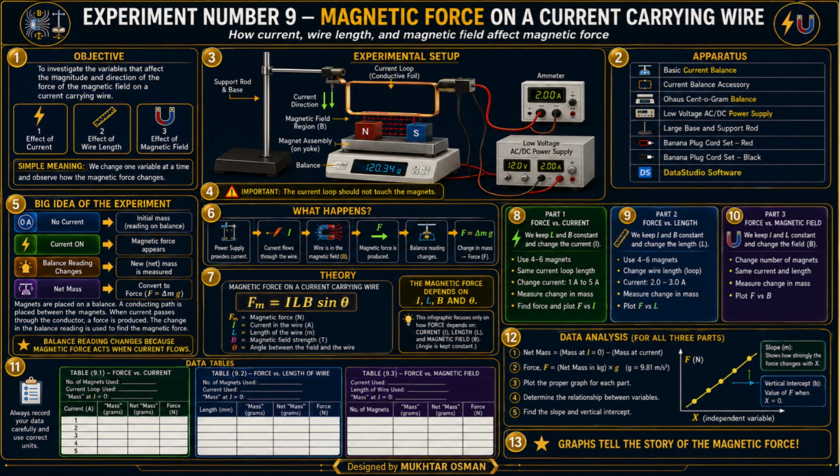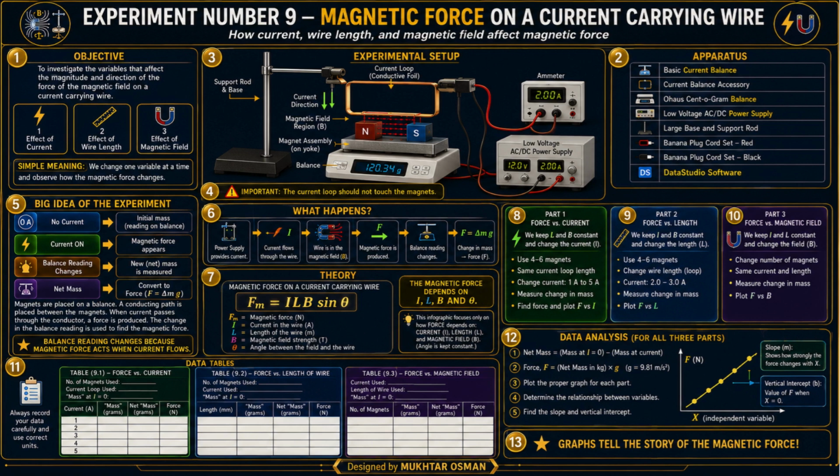7. What happens? Power supply provides current. Current flows through the wire. Wire is in the magnetic field, B. Magnetic force is produced. Balance reading changes. Change in mass gives force: F equals delta m g.